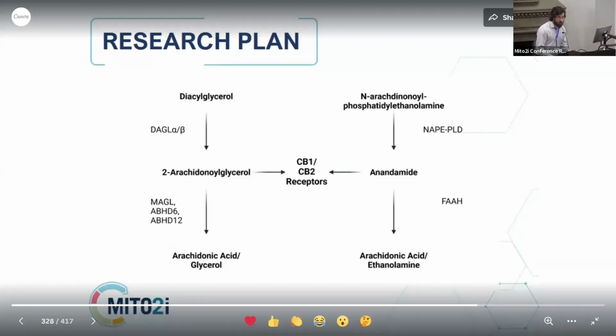So just as a brief primer to the endocannabinoid system, for those of you who are not familiar, there are 2 primary endocannabinoids, anandamide and 2-arachidonyl glycerol. We won't be talking much about anandamide today, but for the purposes of the genetics, which you'll see soon, 2-arachidonyl glycerol is produced by the enzymes DAG lipase alpha and beta and is degraded by MAG lipase as well as ABHD6 and 12. And these 2 endocannabinoids primarily exert their effects through the CB1 and CB2 type receptors.